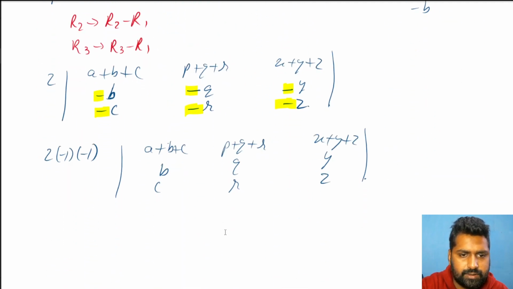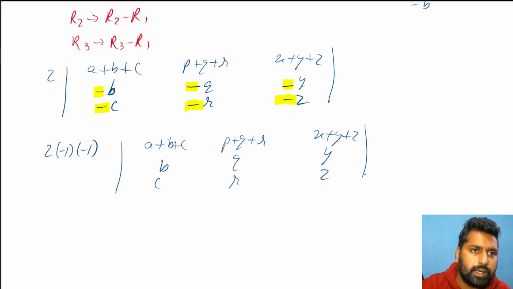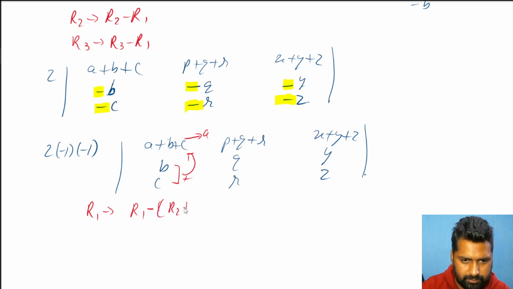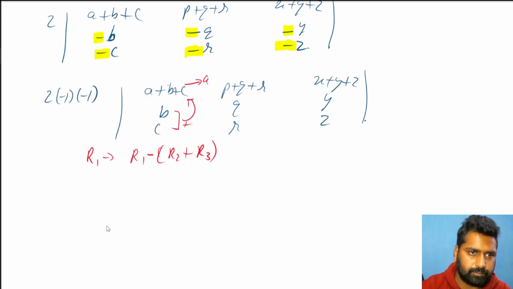b, q, y, c, r, z. Now in the first position, I want this to become a. How can we get a? By using these elements. If I add them and subtract it from this, I'll get a. So that is going to be my operation: R1 goes to R1 minus R2 plus R3. Add them and then subtract.